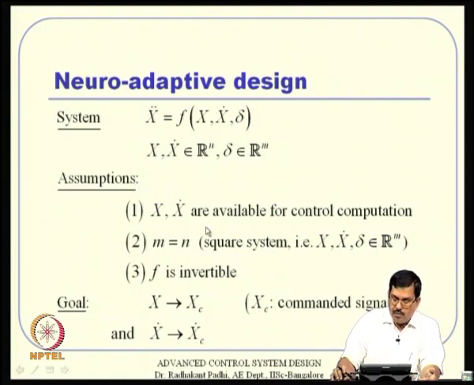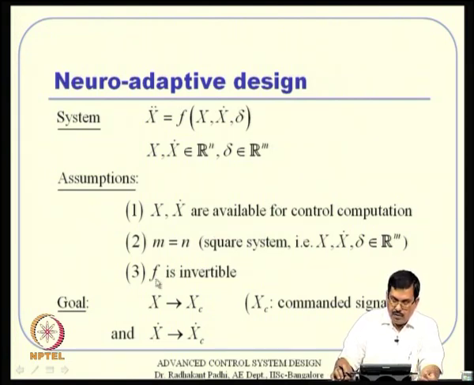So, what are the assumptions? Assumption is first of all x and x dot are available for control computation. Okay. So, they are available with us to use. Second big assumption is m equal to n, that means it is a square system in the sense that the dimension of x is equal to the dimension of delta here. Okay. Remember, x is just half of the state space, it is not the complete state space actually. So, x and x dot both are n dimensional, but n is equal to m. So, that means x and delta are of the same dimension here, which typically happens in flight control design. If you see phi theta psi is R3 and delta A, delta E, delta R are also 3 basically. So, that typically happens that way.